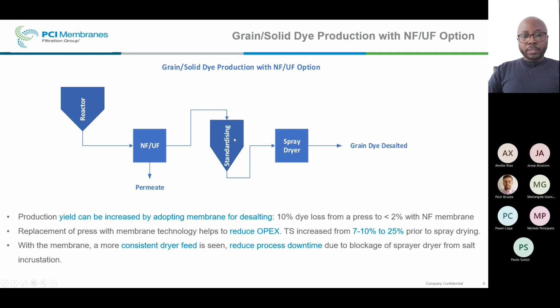So implementing the membrane technology also helps to produce a more consistent dryer feed. And it also helps to reduce the process downtime, due to the fact that it is possible to eliminate or reduce the salt concentration in the process which is then subjected to the spray dryer, which helps to reduce any sort of incrustations or blockage of the dryer nozzles.